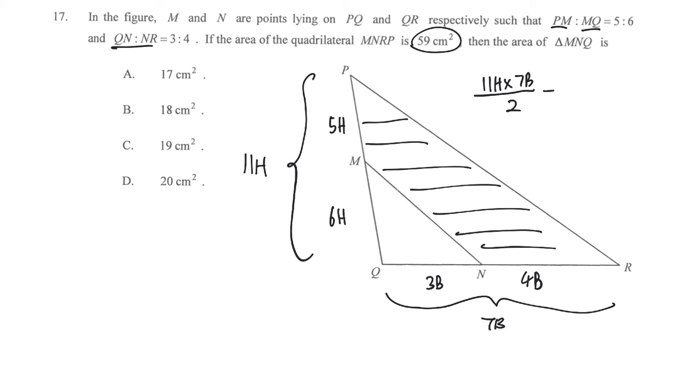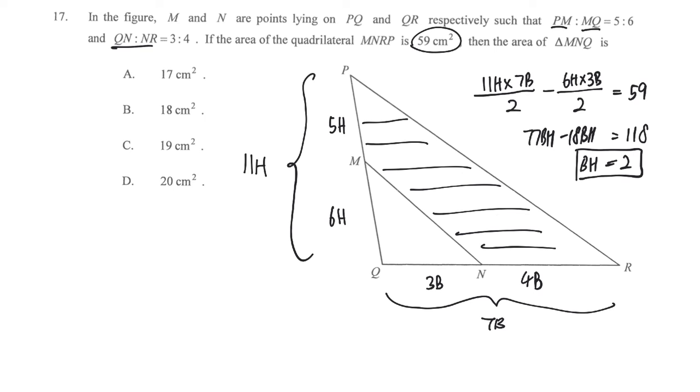The small one has only a height of 6H and then the base of 3B, and that also divides by 2. And the question gave us that this should result in 59. And if you do the maths on this now, it's 77BH minus 18BH, and then we would multiply the 2 to the other side. You will actually get that BH value is 2 in this case. Okay, so we don't need to care what B is or what H is separately, because you will observe that whatever we do for the calculation afterwards, that would have a BH in there still.